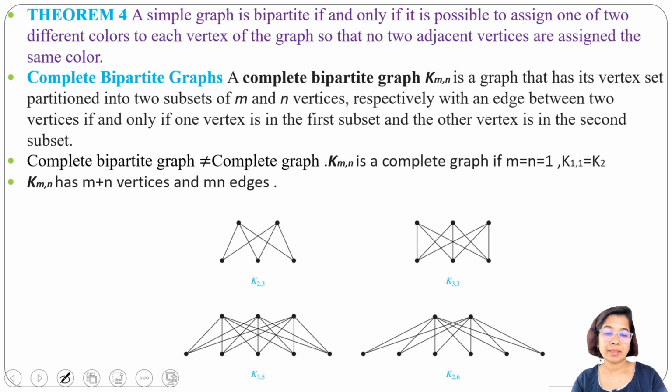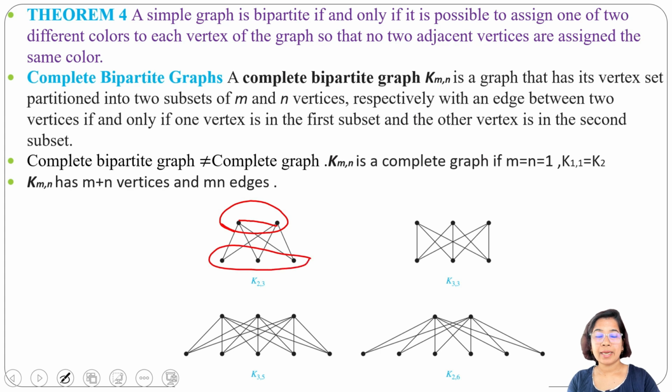So just mark, in a bipartite graph there are no edges within the same group. There are edges from one group to the other group. Like there are no edges between these two vertices, as these two belong to the same group. So there are edges only from one group to another group.